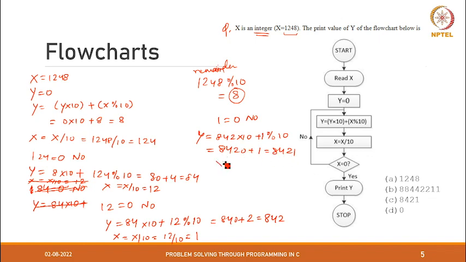And now if you calculate x, it will be 1 by 10. So basically 0.1, if you convert to an integer, if you take the integer part, the part before the decimal, then it will simply be 0. And is x equal to 0? Yes, it is equal to 0 now. So it will go to the yes route, and it will print y. So the value of y will be 848421. Is that clear now?